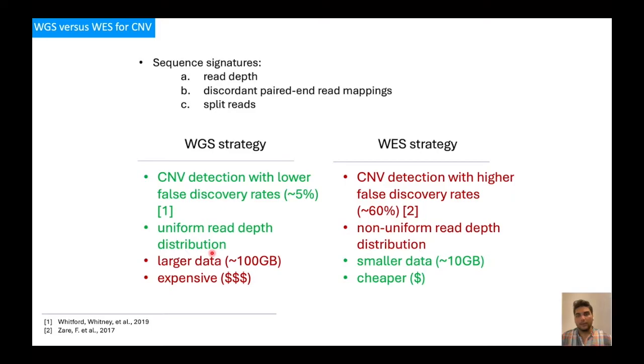The algorithms which call CNVs on whole exome sequencing data have notoriously high false discovery rates, reaching up to 60%, which renders them impractical for clinical use. This is mainly due to several problems associated with the whole exome sequencing technology.